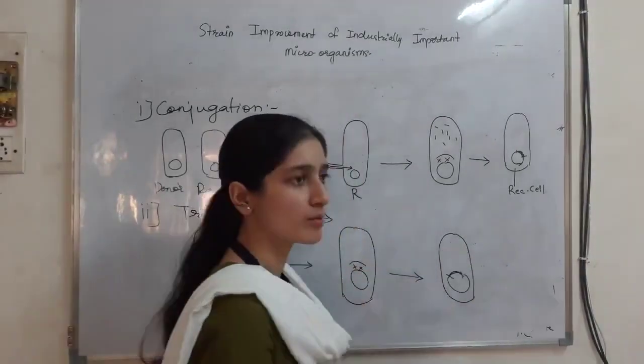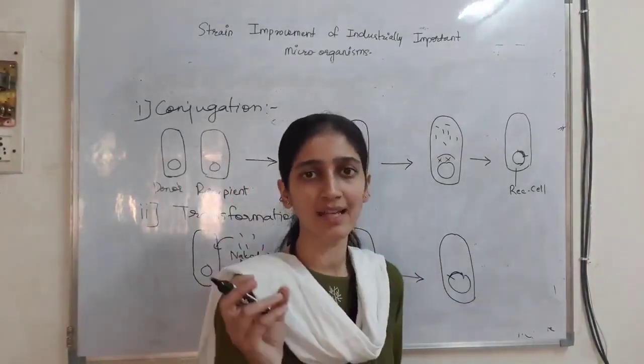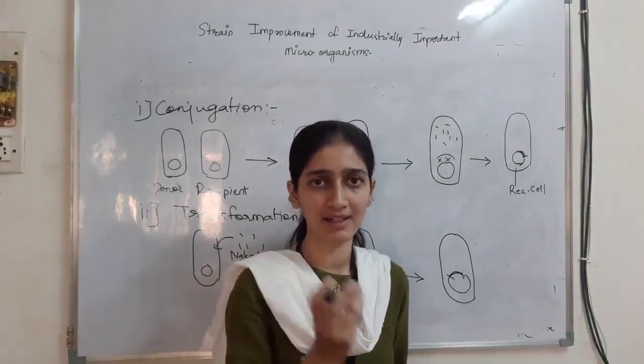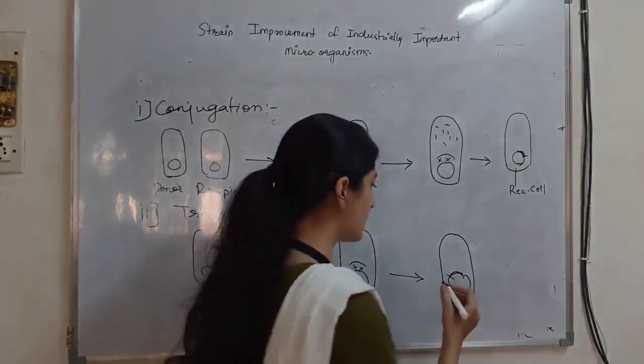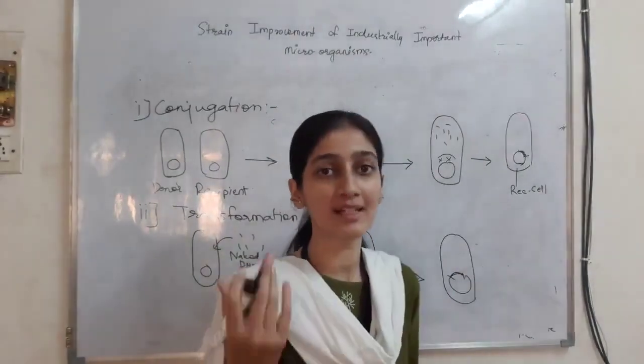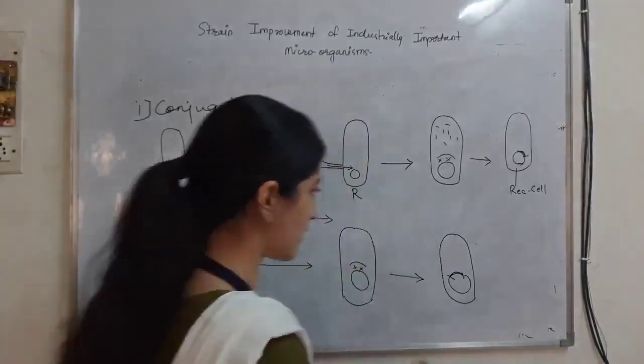Now, this chromosome will replicate, and the additional characteristic, if it is an antibiotic producing gene, then this chromosome will be responsible for that extra additional characteristic to that cell.